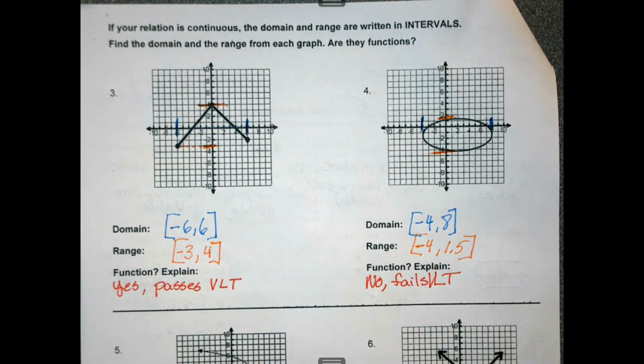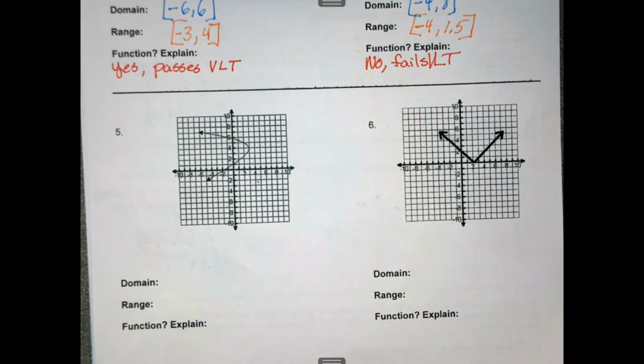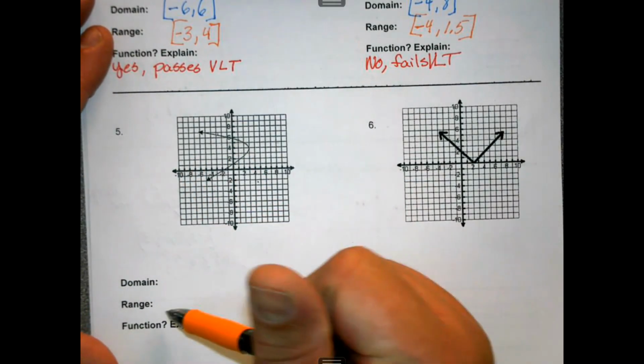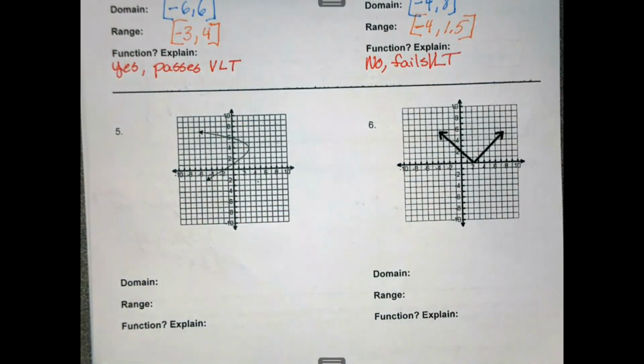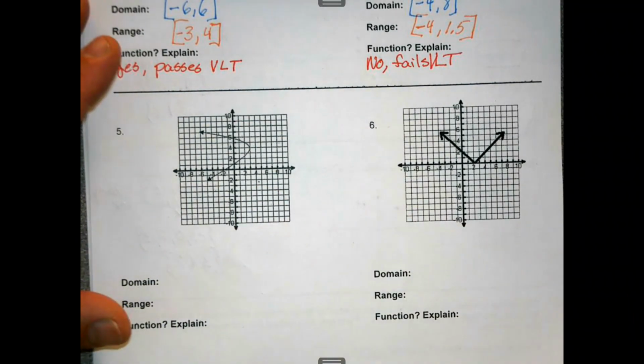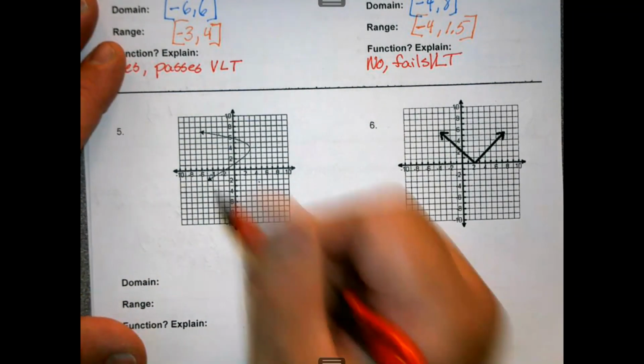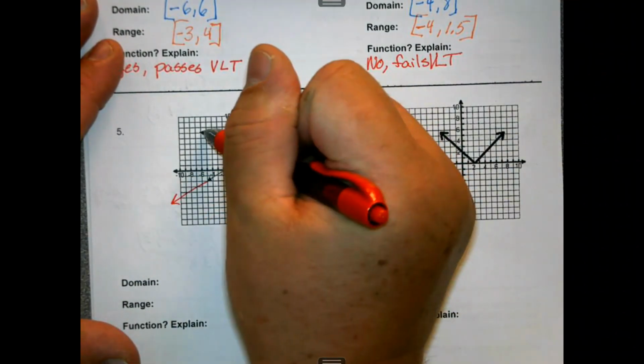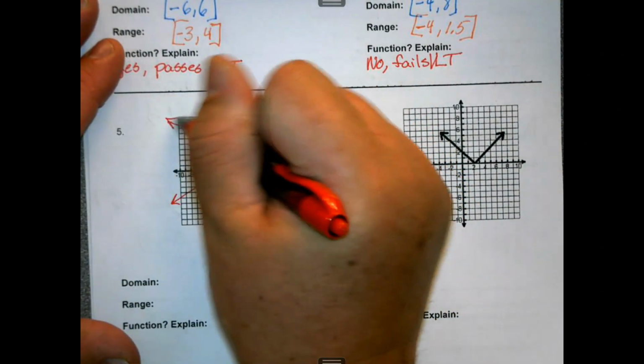All right. Okay, number 5. Now, I didn't notice it right off the bat until I got to the range on this one, but this goes on forever and ever. Okay? You see the arrowheads? I didn't see them until halfway through the problem. So this goes on forever and ever.